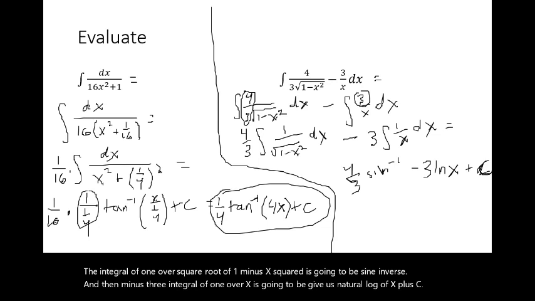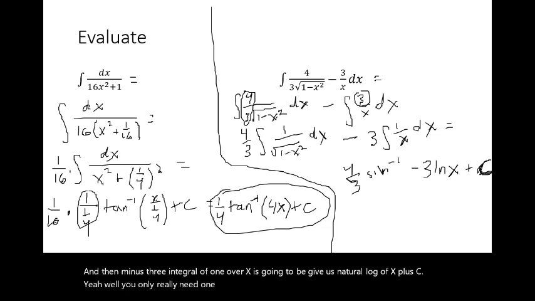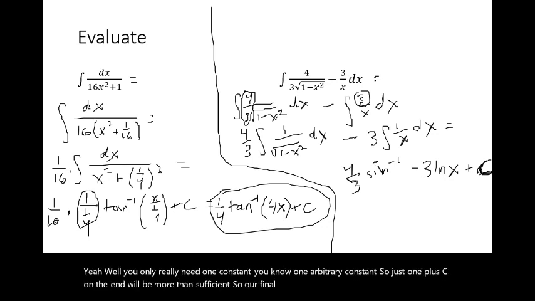You only really need one arbitrary constant, so just one plus c on the end will be more than sufficient. So our final answer: we get 4/3 sine inverse of x minus 3 natural log of x plus c.